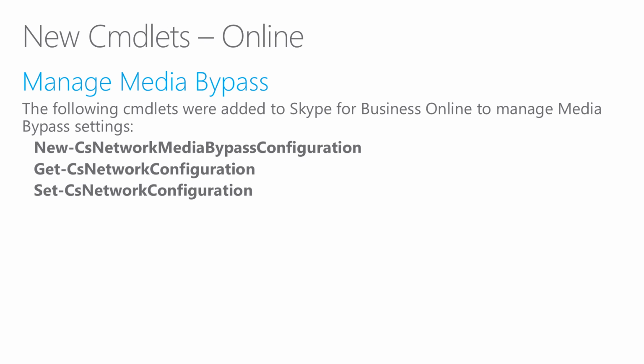To manage media bypass, we have new commandlets available online. The following commandlets were added for Skype for Business Online. First, New-CsNetworkMediaBypassConfiguration, and then two settings, one to get and one to set the CS network configuration. For further details on how to use this commandlet, please refer to our training on media bypass deep dive that we've referenced on the key learning slides.